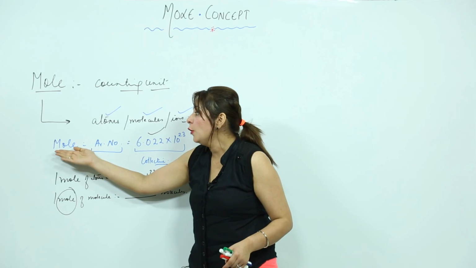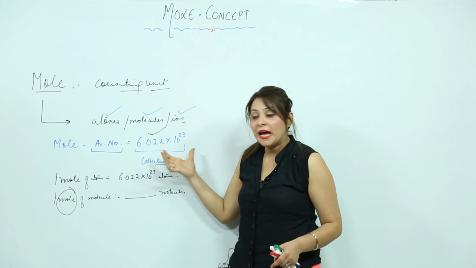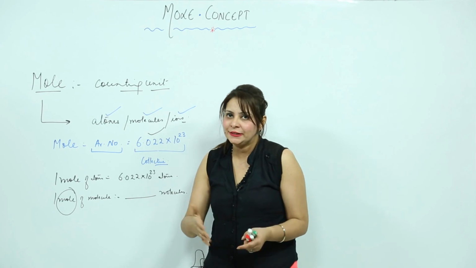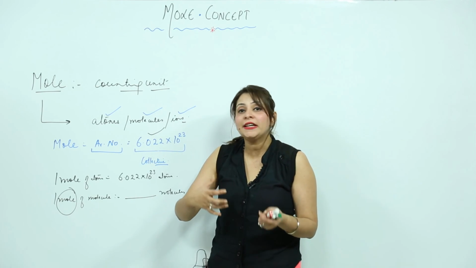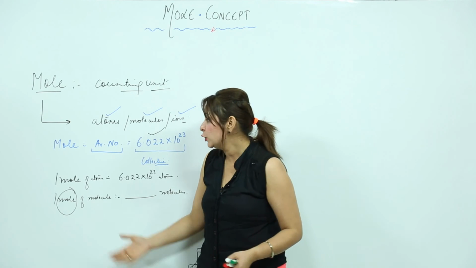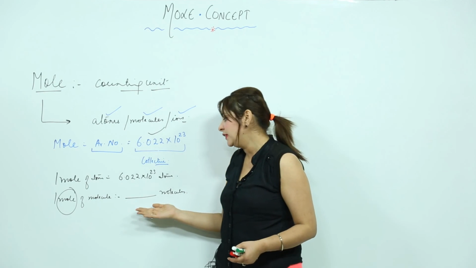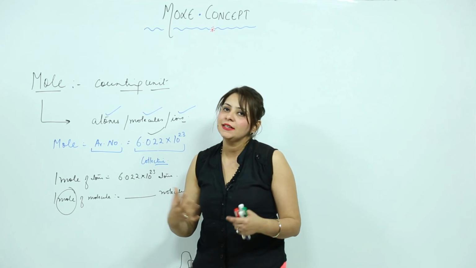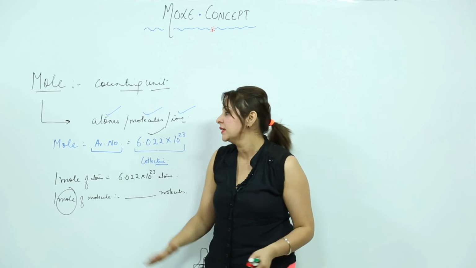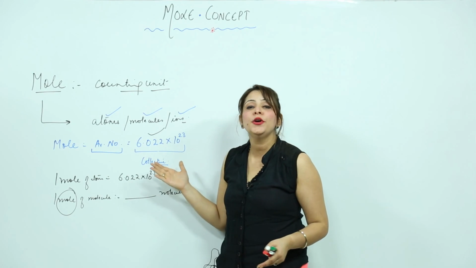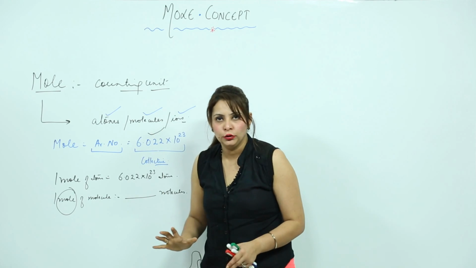Likewise, mole means a collection of this much, and this much can be atoms, molecules, or ions. That depends on what kind of mole you are given. If I ask you 1 mole of atom, that means this many atoms. If I give you 1 mole of molecule, that means this many molecules. 1 mole of ion, this many ions. So you have to keep clear in your mind that mole signifies the Avogadro number, that is 6.022 × 10^23, right? So this is actually a mole.